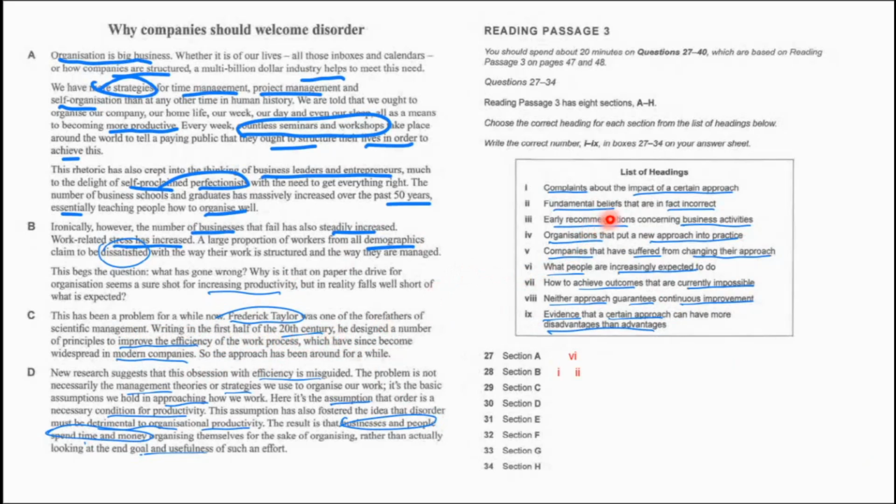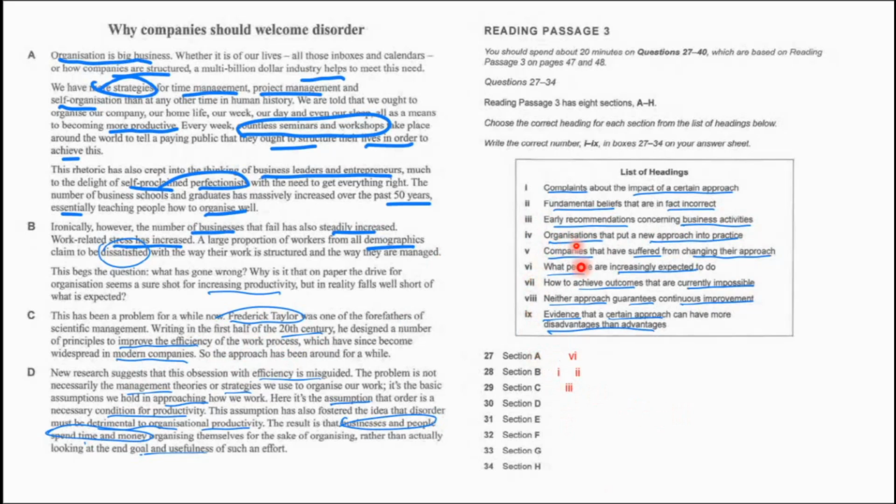Here the third question, early recommendations concerning business activities. What do early recommendations mean? Early recommendation means it was given a long time ago. So here you can see that Frederick Taylor was one of the forefathers of scientific management, writing in the first half of the 20th century. He devised a number of principles to improve the efficiency of the work process. So here are the business activities, and he recommended something early, so this could be our answer. I am just going to write down 3 in front of the 29th question.